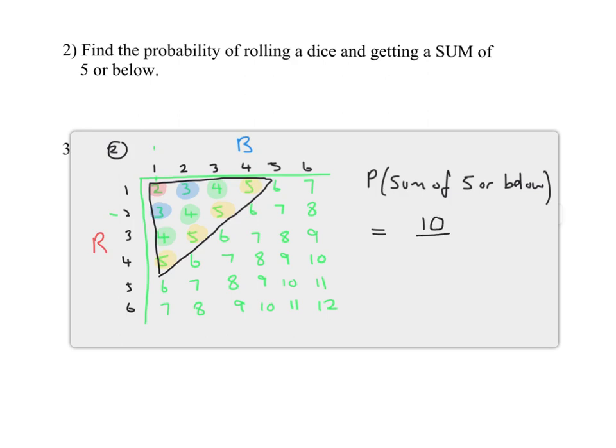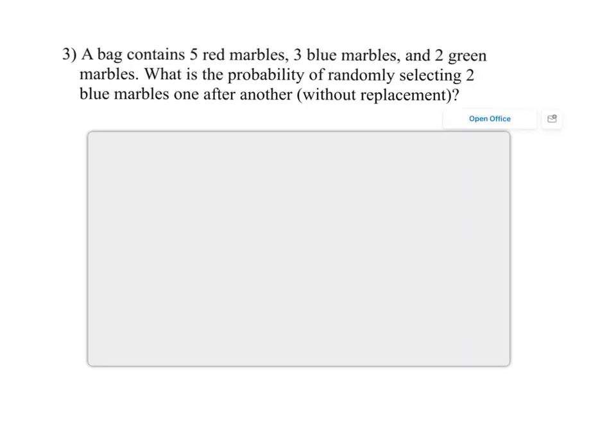Now, how many results are there altogether for 2 dice? Well, if you count all of them, 6 by 6 is 36. So it's 5 over 18, which equals 27.8%. It's 27.777 repeating.